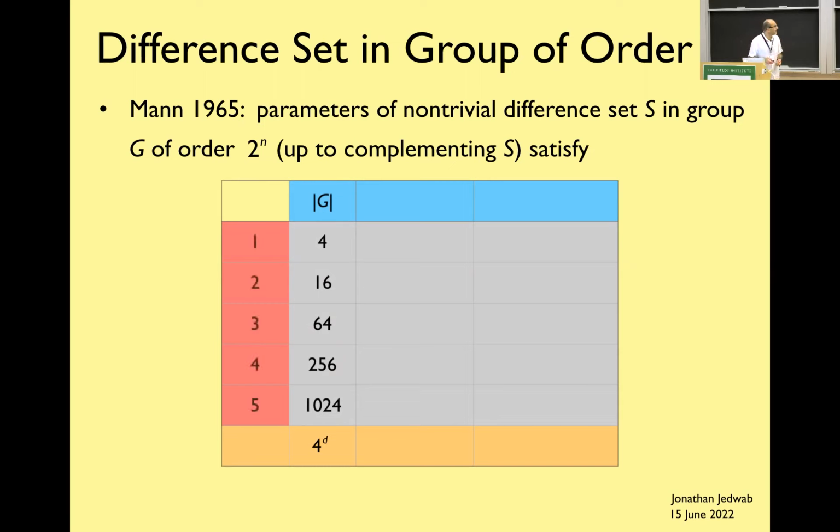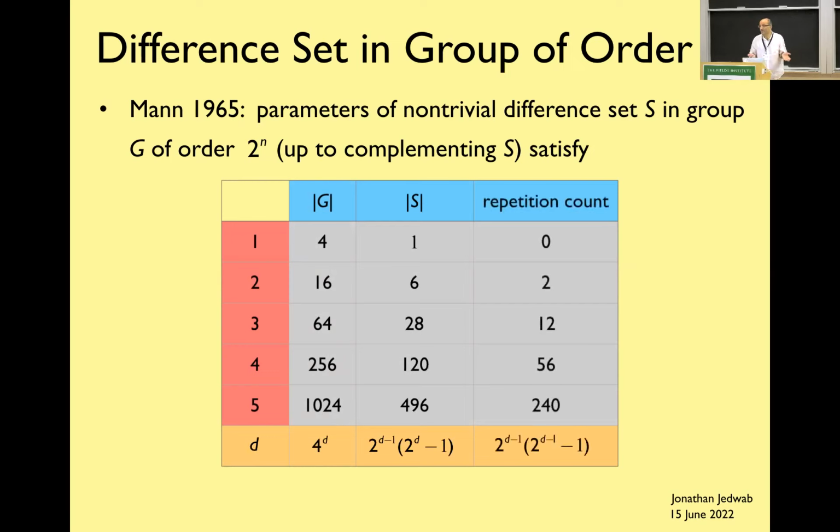And this d that I'm counting up determines the size of the subset. We saw 16 and 6 a moment ago. And it tells you also the repetition count, which previously was 2. So if you just do the sums, you work out how many times you must be seeing each non-identity element of the group. Okay, so those are the parameters that we're interested in. And a difference set with those parameters is called a Hadamard difference set because of the connection with Hadamard matrices. So far, so good.